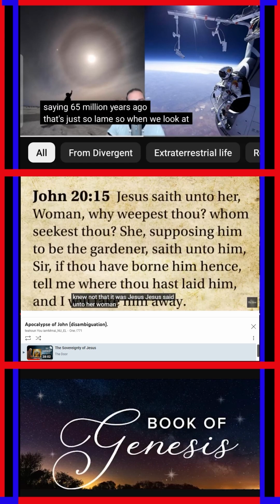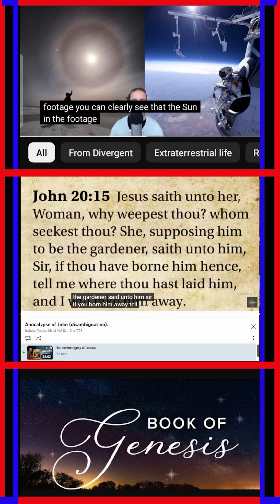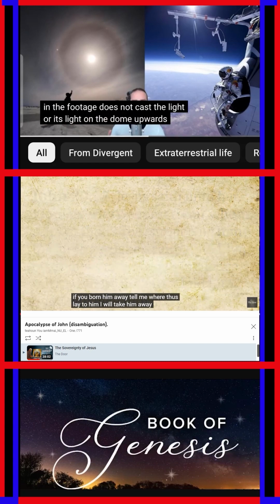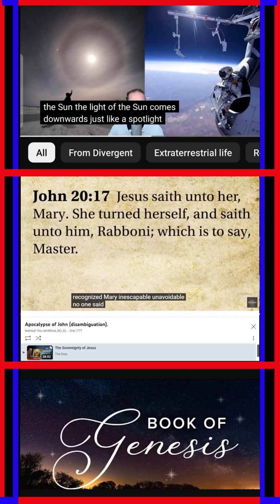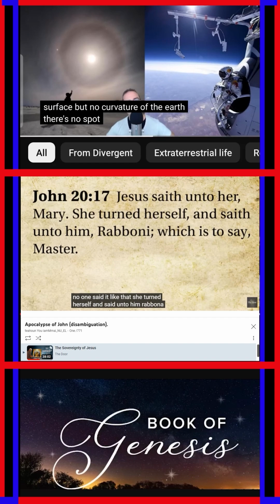So when we look at, for example, high altitude balloons, right? You have the footage, you can clearly see that the sun in the footage does not cast its light on the dome upwards. It's always casting the light downwards. So the light of the sun comes downwards, just like a spotlight on the surface with no curvature of the earth. There's no spotlight above.